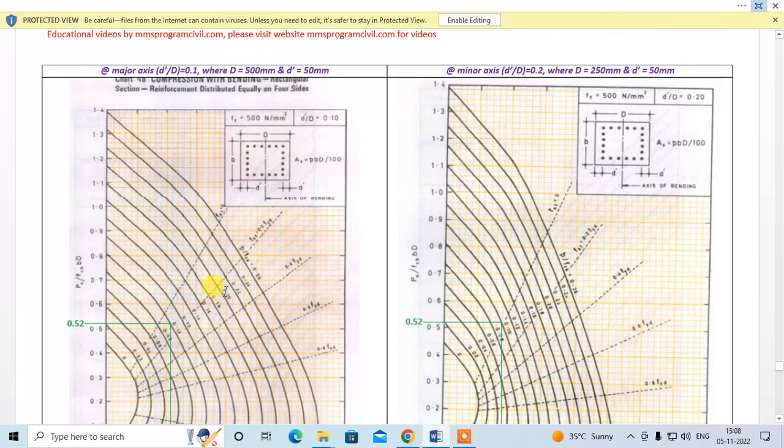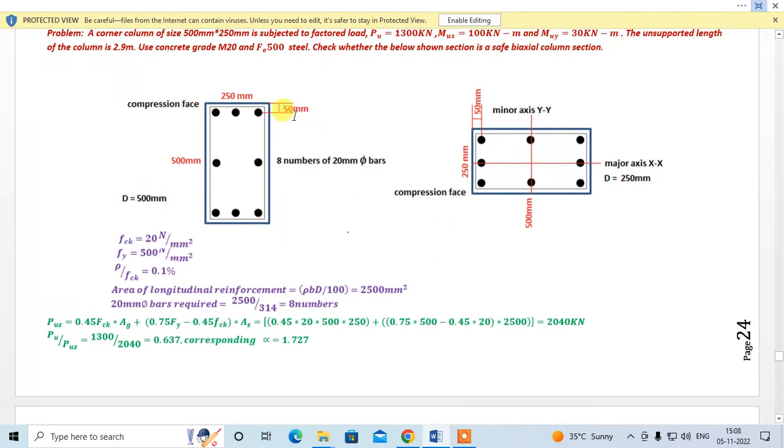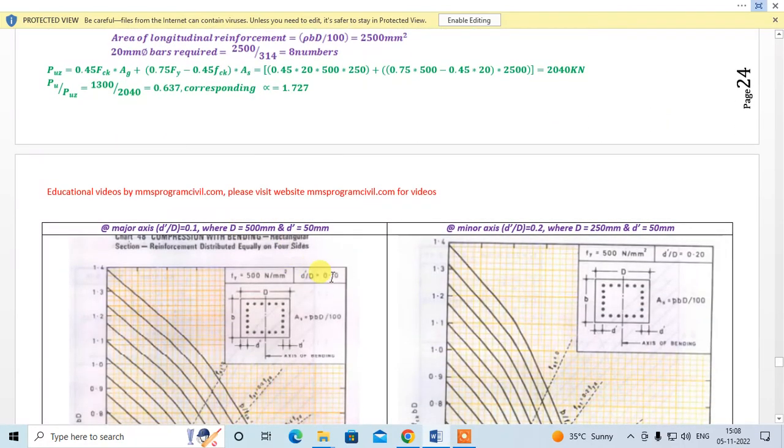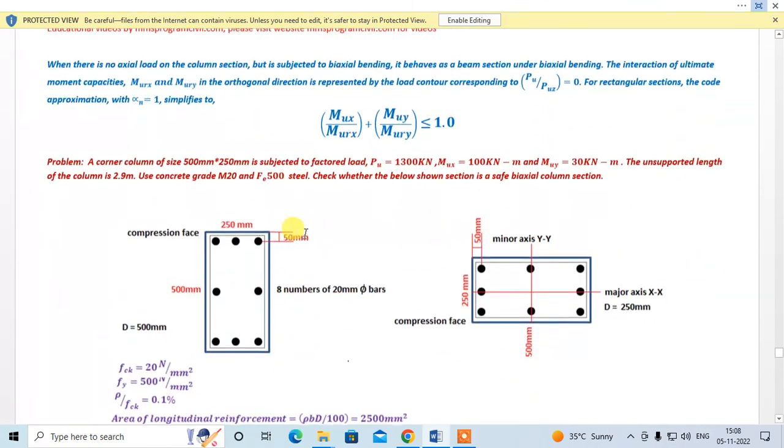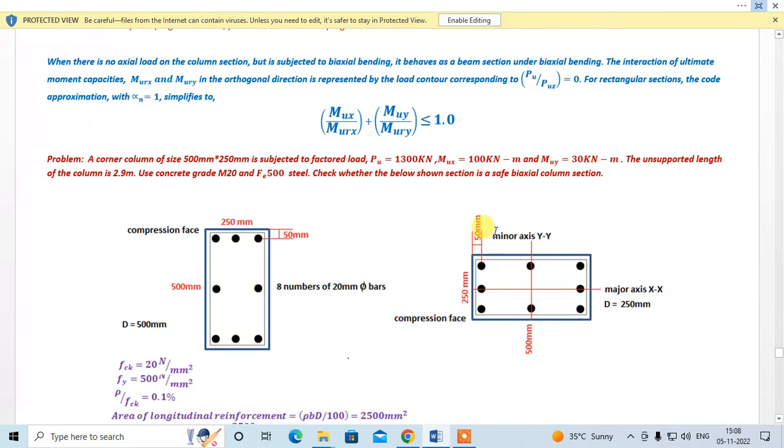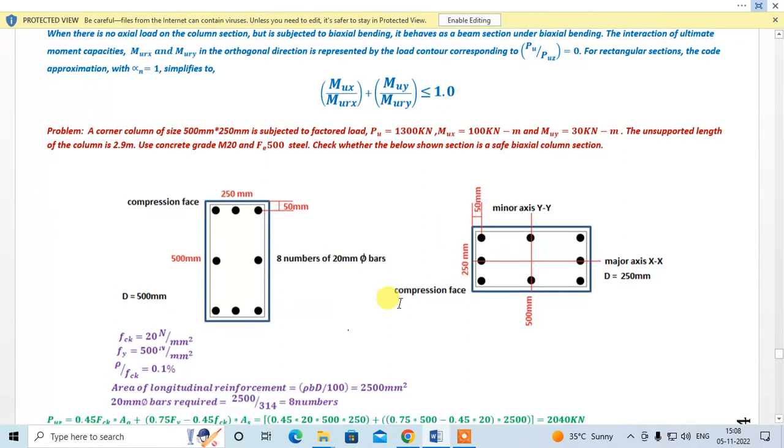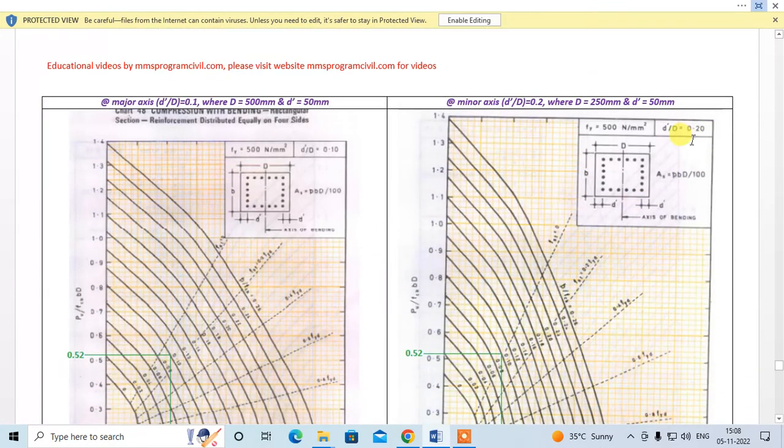So the question comes to our mind: why two different graphs? Simple, because of this d dash by d. About the major axis, our d is 500 and d dash is 50, so 50 divided by 500 is 0.1, so we have to use this graph. When we are considering the minor axis, our d will be 250 and d dash is 50, so 50 by 250 is 0.2, so we have to use this graph. That is why two different graphs are used, one for the major axis and another for the minor axis. I've written over here: about the major axis, d dash by d is 0.1, d is 500, d dash is 50. About the minor axis, d dash by d is 0.2, d is 250 and d dash is 50.